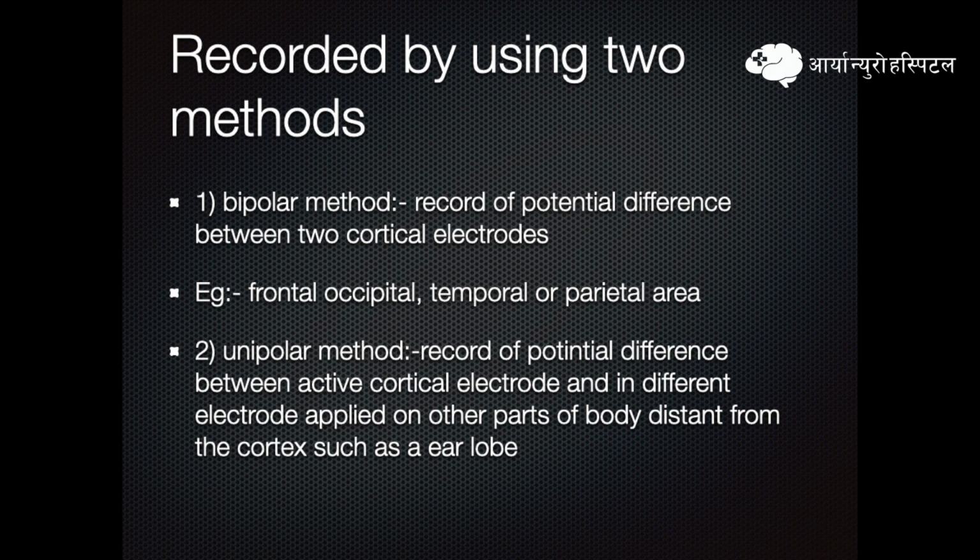In the bipolar method, the record of potential difference between two cortical electrodes is made, for example, frontal, occipital, temporal, or parietal area. Another method is the unipolar method. In the unipolar method, the record of potential differences between the active cortical electrodes and different electrodes applied on other parts of the body distant from the cortex, such as an earlobe, are used.